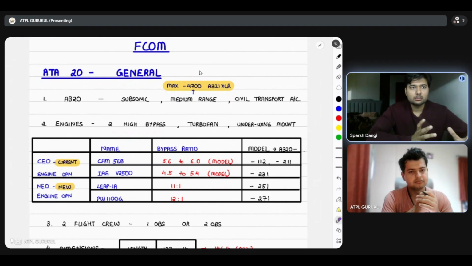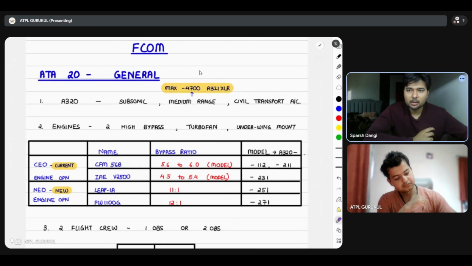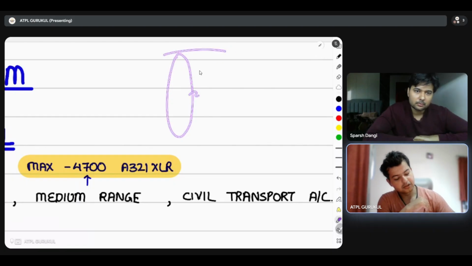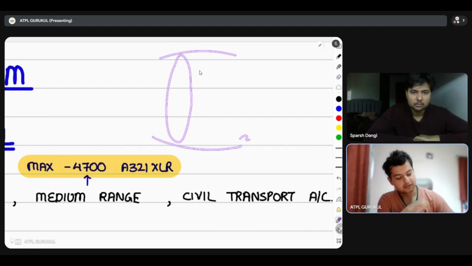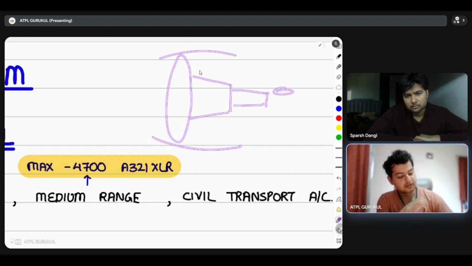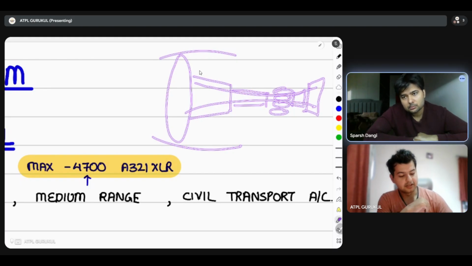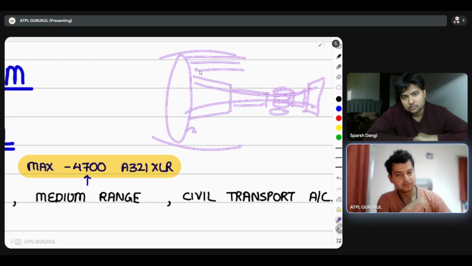They take more air and throw it backward. So here you have the fan. This is the low pressure compressor. This is the high pressure compressor. This is the combustion chamber, turbine. This entire section is known as the core of the engine, and this is known as the bypass airflow.